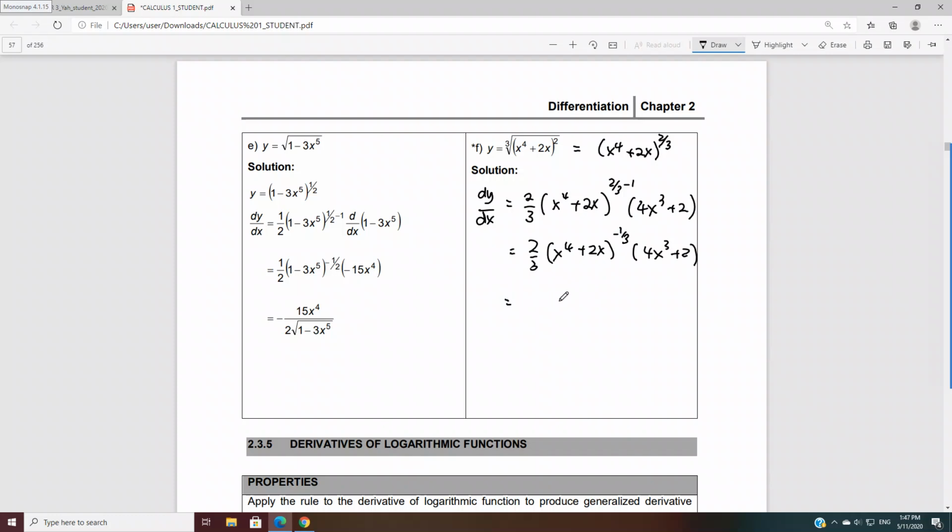Okay, so simplify. Dapat 2 times 4x cube plus 2 over 3 x power of 4 plus 2x kuasa 1/3. Okay.